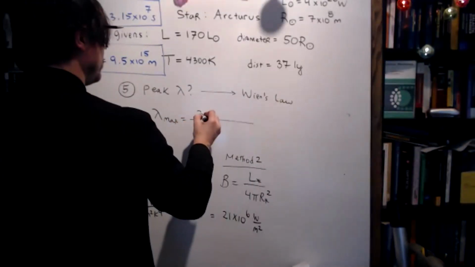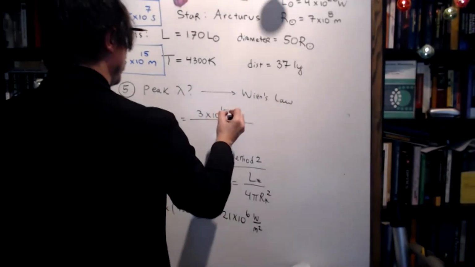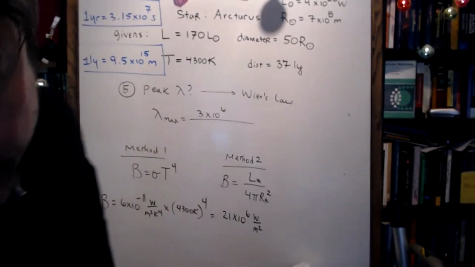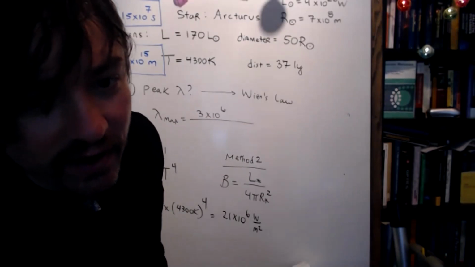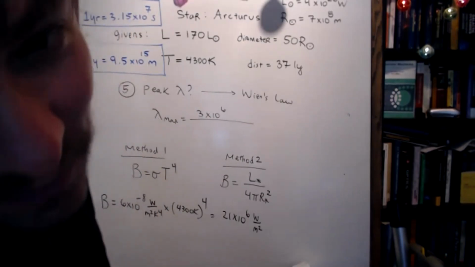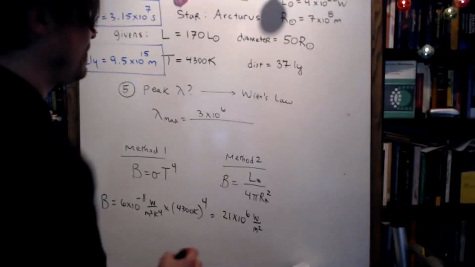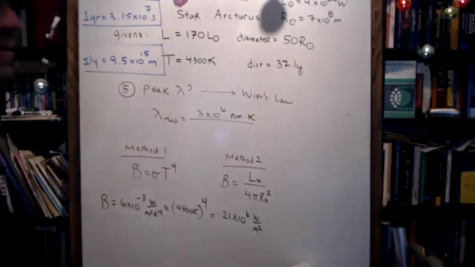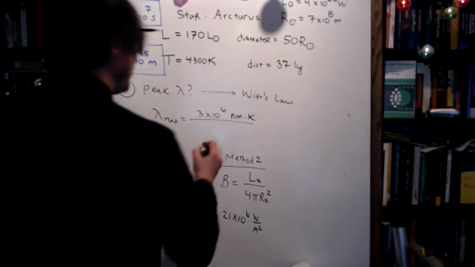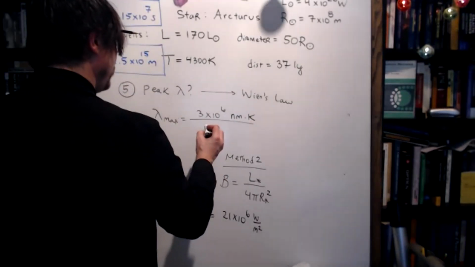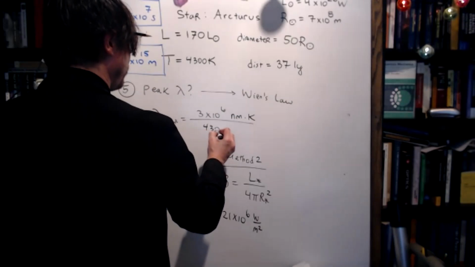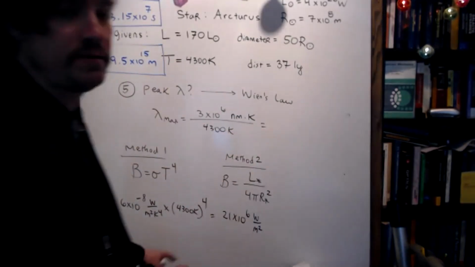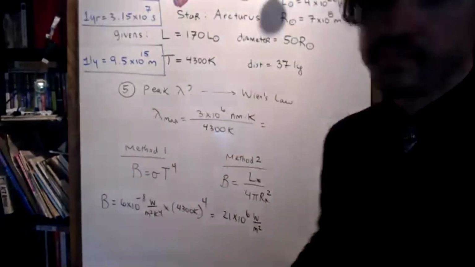Lambda max is, okay, if Gianna's still there, she's going to want it to be 2.9. But I don't even know if Gianna's still in the background there. Oh, Gianna is. Okay. Gianna, you want to put 2.9? Rock your socks off. Okay, I'm going to just go with 3. 3 million nanometer kelvins divided by the temperature, which is 4,300 Kelvin. What's that give us? 1 second.